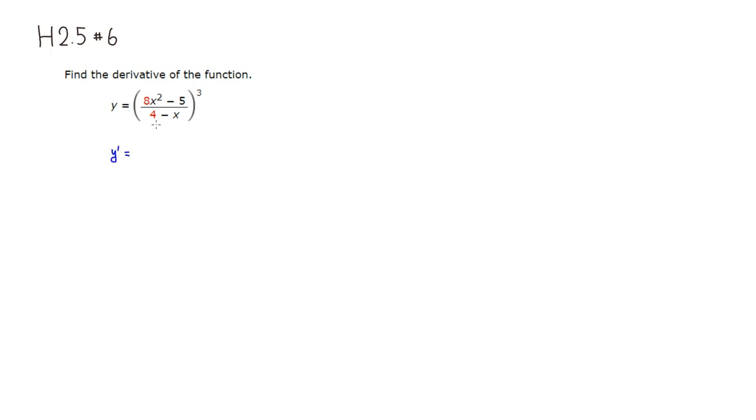So this is the power rule first. So put 3 in front. Keep the inside function as it is. So (8x squared minus 5) over (4 minus x), and then subtract 1 from the power, so it's a second power here, and then multiply by the derivative of the inside. But the inside is a quotient, so we're going to have to use the quotient rule.